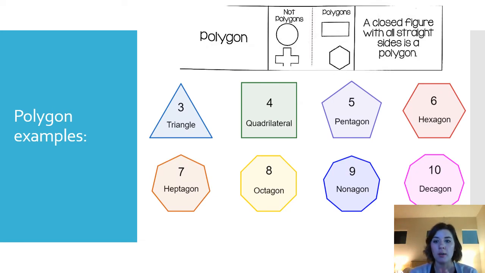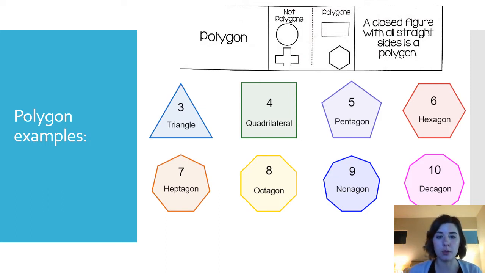Okay, so let's get started with a polygon. Polygons are shapes that are closed figures with all straight sides. That means no curves, and that means no openings. So you have to have at least 3 sides to make a polygon, because you can't have a closed figure with only 2 sides. And so it has to be closed and it has to be straight.